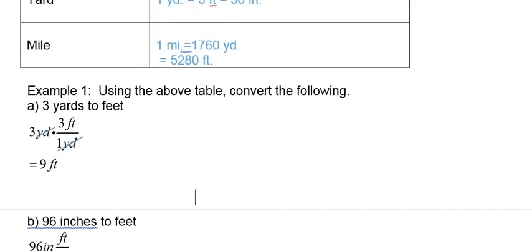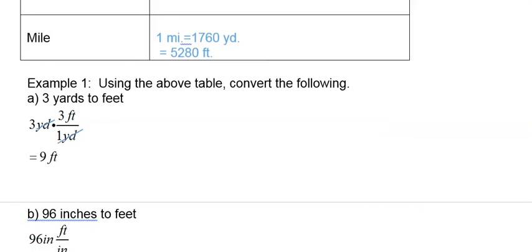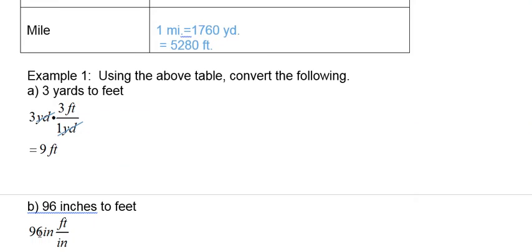If we look at the next part, we have 96 inches to feet. So again, we want to say, how do we set this up so that things cancel? So we have 96 inches. We want to get rid of the inches.